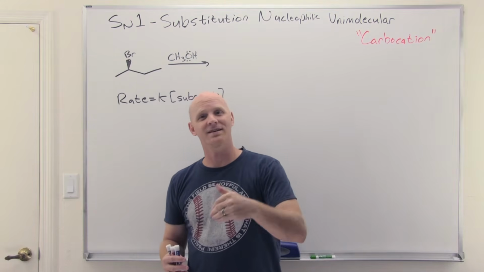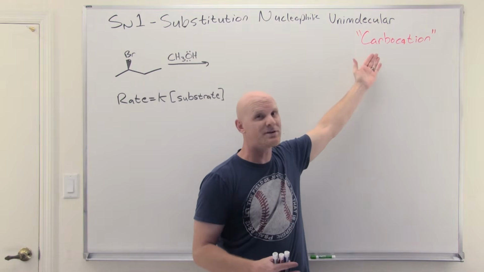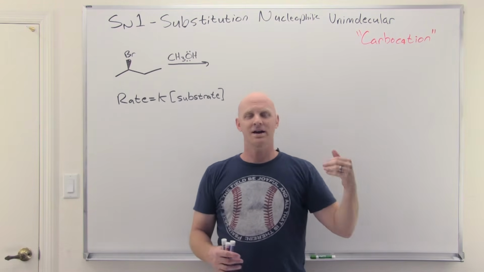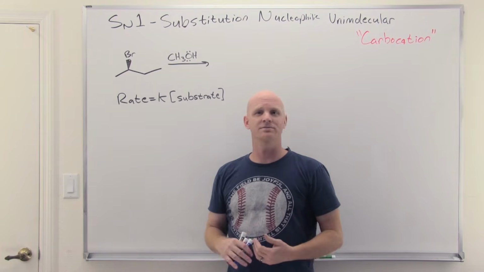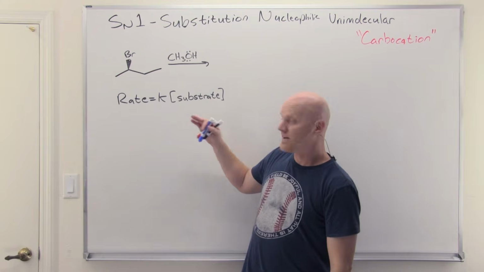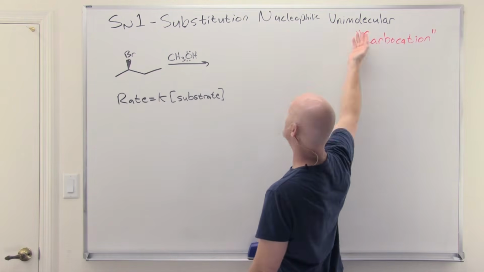SN2, backside attacking you. It's all about backside attack. And then SN1, carbocation, because it's going to be all about the carbocation. And again, these things are important because they remind us of the different substrate and nucleophile effects that will be involved in stuff like this. So SN1, we call it substitution, nucleophilic, unimolecular.